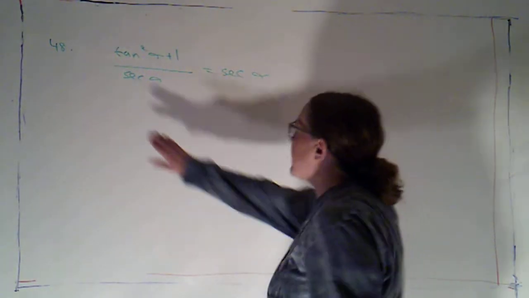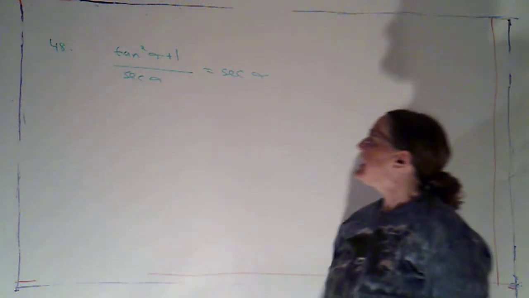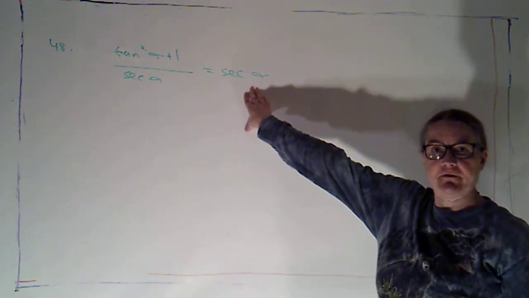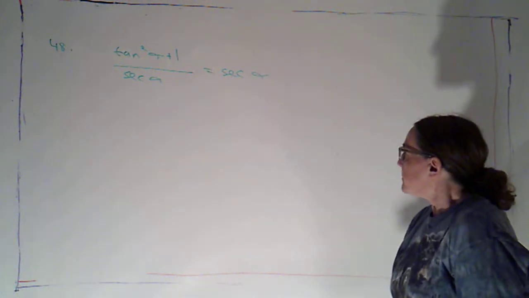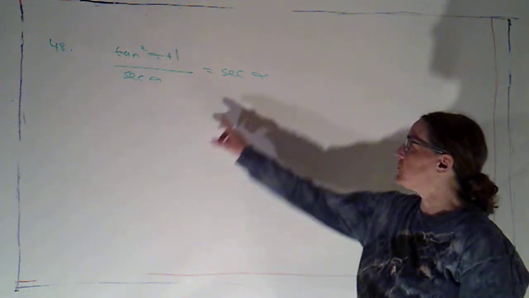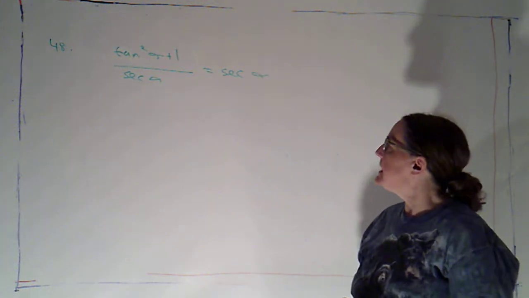problem up on the board. It's number 48 from your text. Tan squared alpha plus 1 over secant alpha equals secant alpha. Okay. So, I'm going to again suggest that you pause the video and try to work this one out.